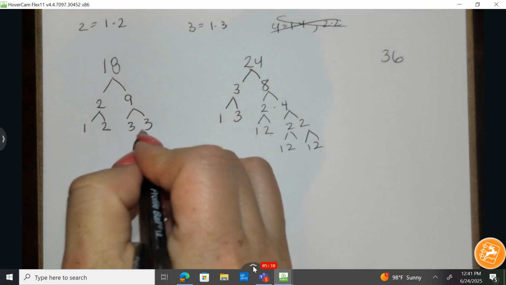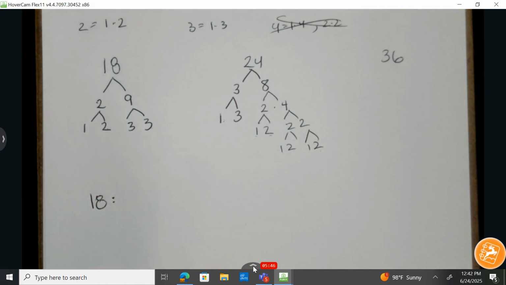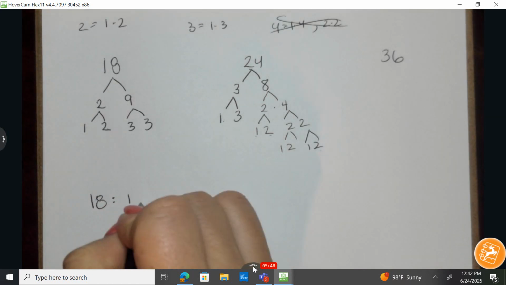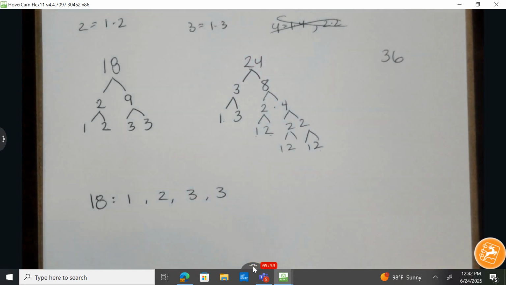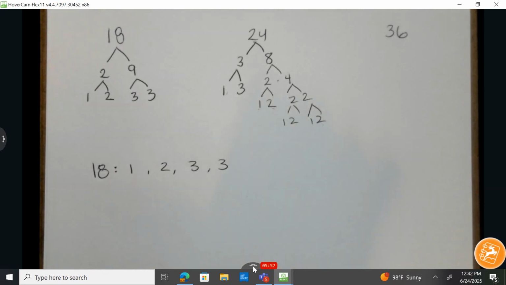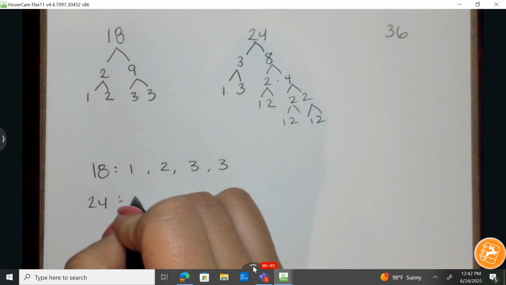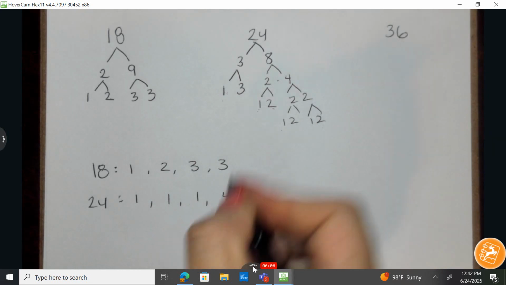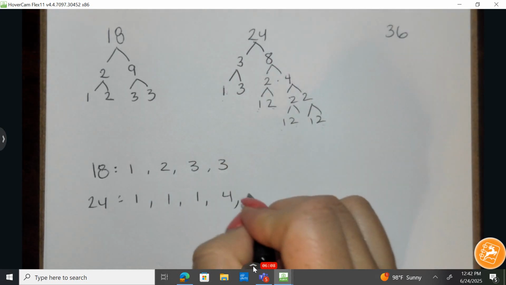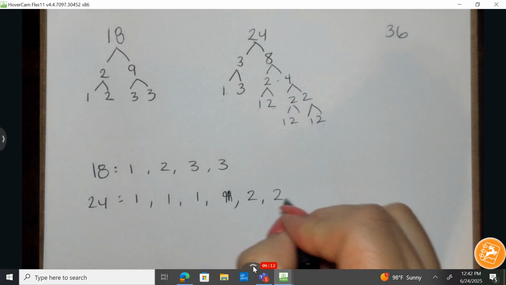Now, when we have numbers, I'm going to organize this. 18 using the prime factor tree would be 1, 2, 3, and 3. And just because you're learning this at this time, I'm going to write them down more than one time. Okay, 24 is achieved by how many ones? 1, 2, 3, 4. 1 times 1 times 1 times 1. Okay, how many 2's? 1, 2, 3. Oops, sorry. How did I get a 4 in there? I meant it to be a 1. 2 times 2 times 2.